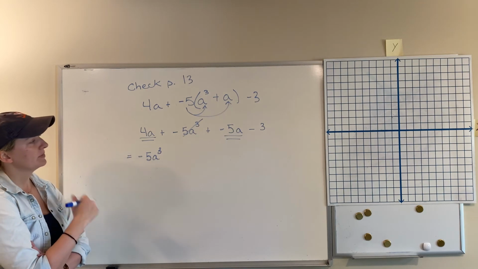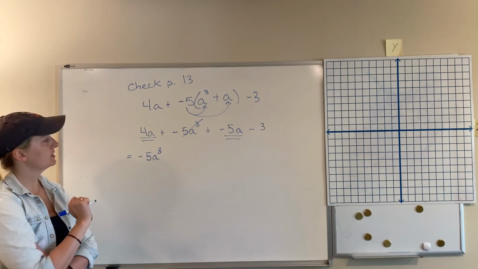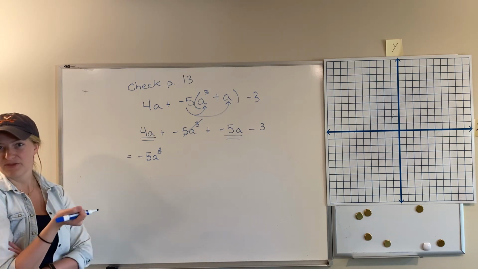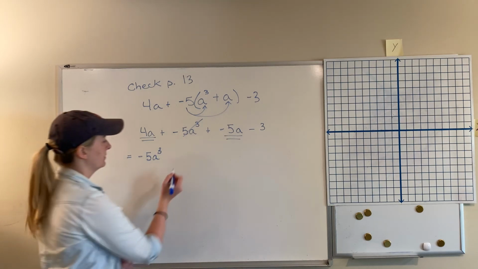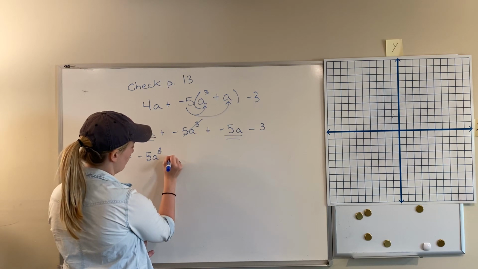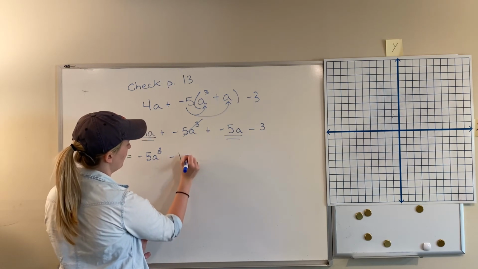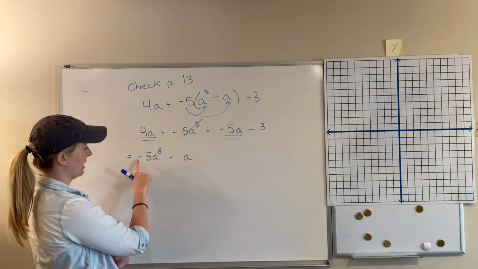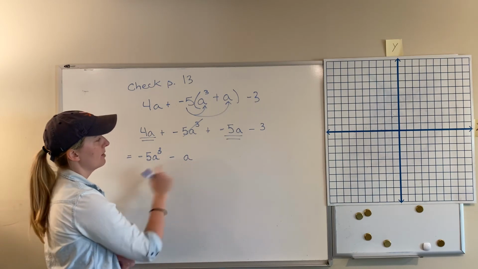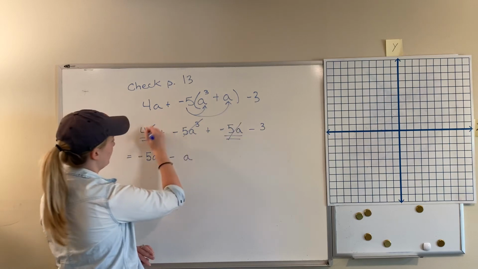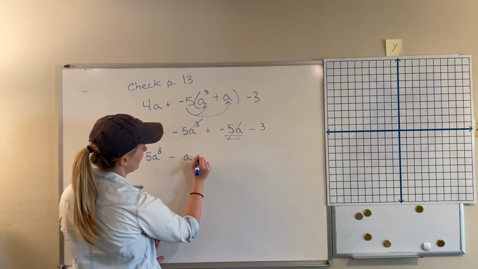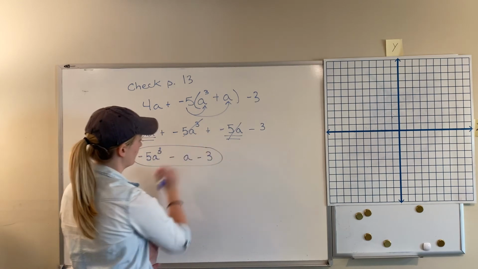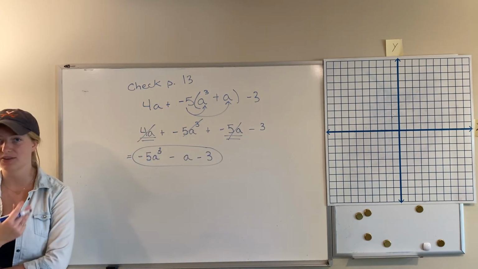5a. Same variable, same exponent, so I can add those together. But I have 4 plus a negative 5. 4 plus negative 5 is negative 1. So minus 1a, but I don't actually have to write that 1, I just need to write my a. So far I have negative 5a to the third minus a. These have been combined. I have no constants to combine this with, so just write down your minus 3. And you've simplified this expression. That's as far as you can take it.